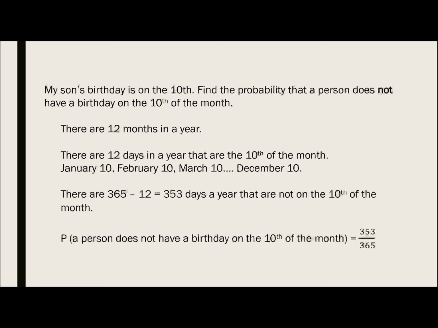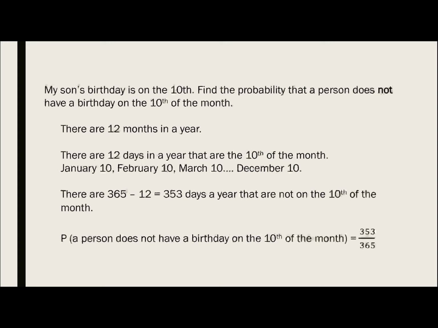My son's birthday is on the 10th. Find the probability that a person does not have a birthday on the 10th of the month. There are 12 months in a year, so there are 12 days in a year that are the 10th of the month. For example, January 10th, February 10th, March 10th, all the way to December 10th. Okay, there's 12 months in the year, so there are 12 days in a year that are something 10.